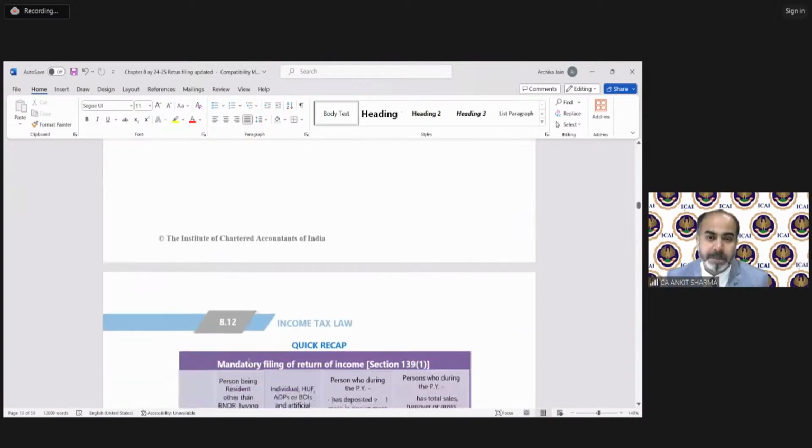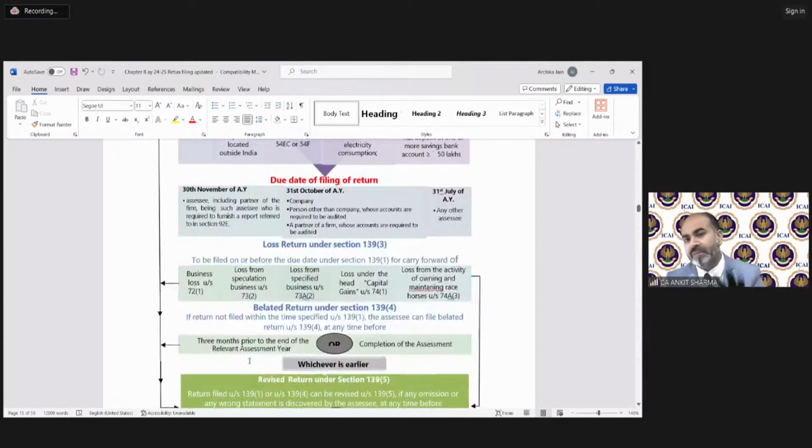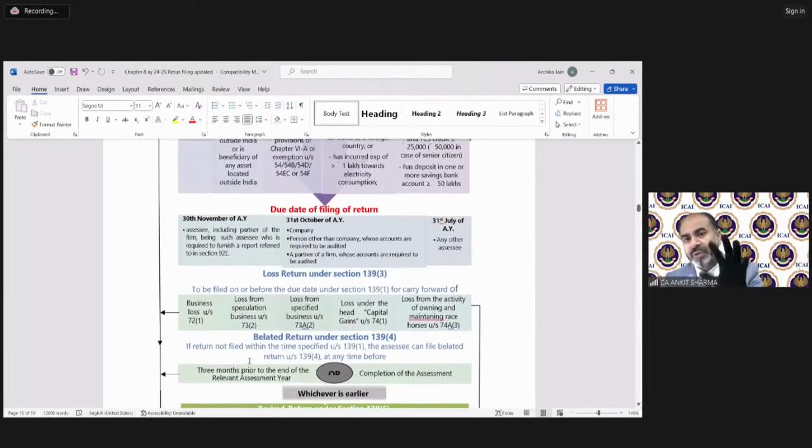Now, this is the quick recap, the summary of all the provisions. Institute has beautifully drafted the study material. All the provisions what you are seeing on your screen, that is exactly the study material which has been issued by the institute. I am technically teaching with the institute study material. The diagram, the chart, the summary has been perfectly drafted everywhere. So you can go through this summary part. The return of loss, the belated, the due date of filing of return, everything has been beautifully drafted.